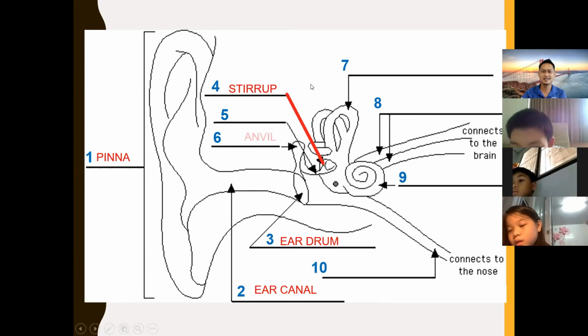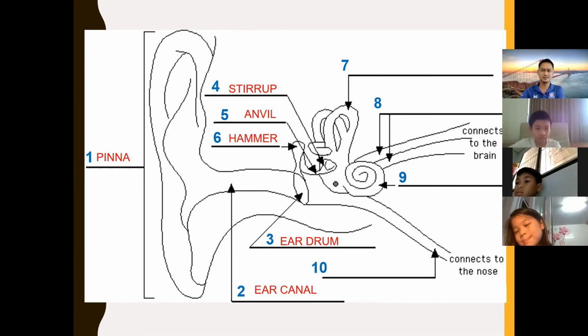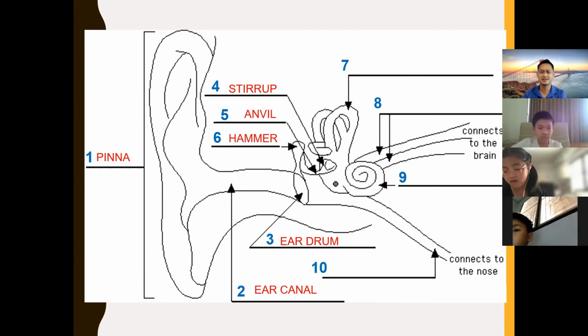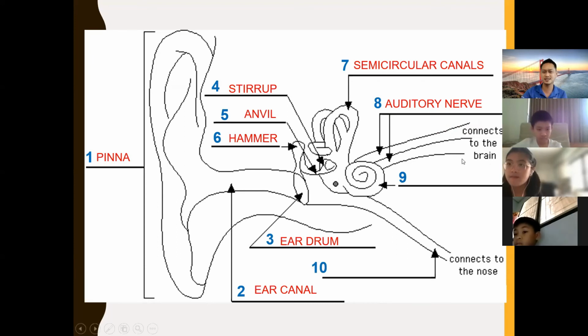Number five. Okay, very good. Anvil. Number six. Hammer. Okay, it's the hammer. Number seven. Semicircular canals. Number eight, the auditory nerve that connects to your brain.